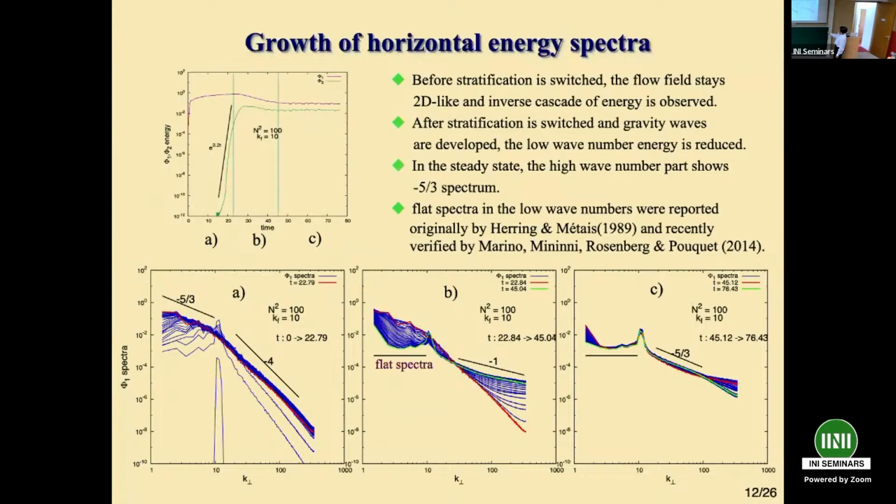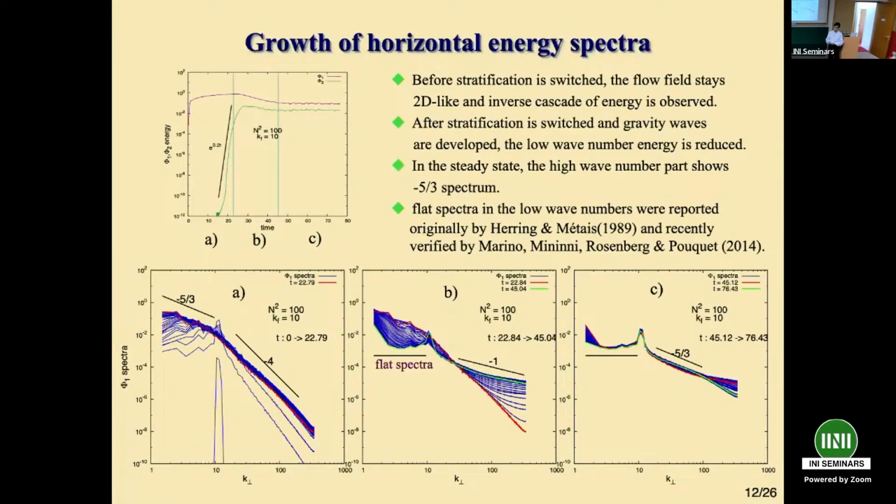And later, when both waves and vortices become stationary, we see a flatter spectrum in the large scale and -5/3 for the inertial range spectrum, and we begin to see the dissipation range. So this is a history of horizontal energy spectra.